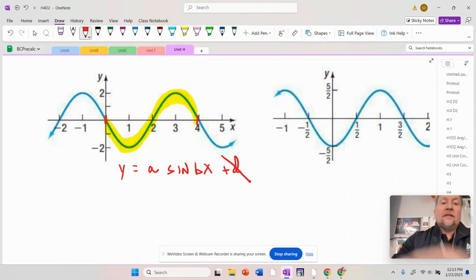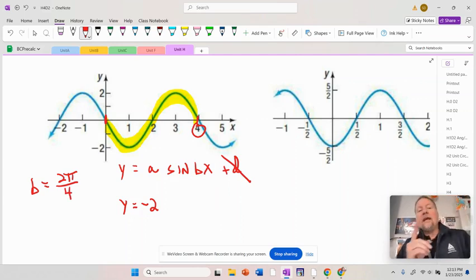Really, this is the same question as we had above. What is the amplitude? 2. Is this positive or negative? It's negative because this is upside down. And then what's the period? So what's B? Pi over what? 2.